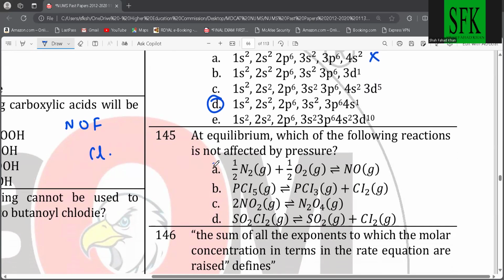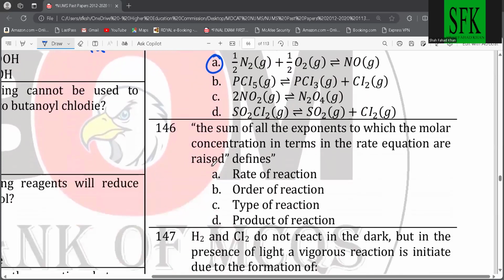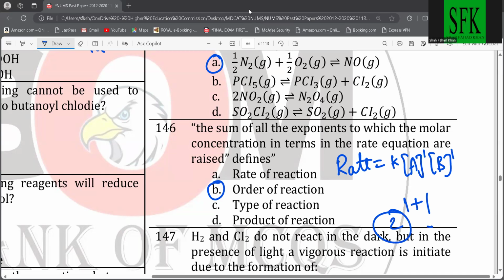The one with equal number of moles, or option A. Okay, on the left side there is 1 mole, on the right side also 1 mole. Sum of all exponents of the molar concentration terms in the rate equation is defined as the order of reaction. The rate equation is given as rate equals K times concentration of A times concentration of B. If you add these powers, it will give you the order of reaction.